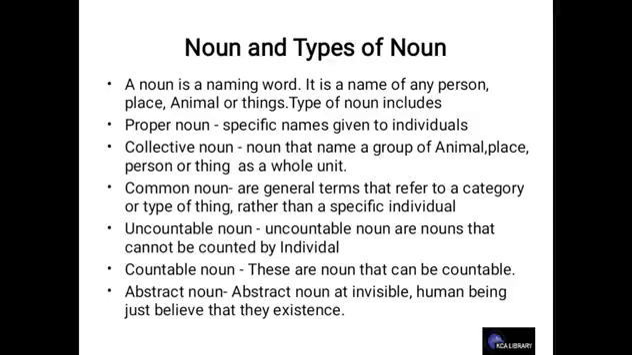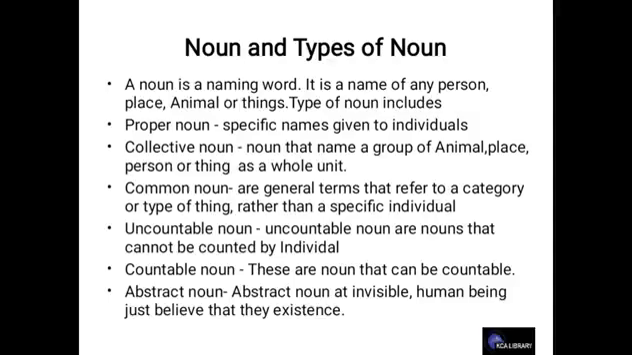can be seen as the type of noun that gives specific names to individuals, while collective noun refers to nouns that name a group of animals, places, persons, or things as a whole unit. Common nouns are general terms that refer to a category or type of thing rather than a specific individual. And uncountable nouns are nouns that cannot be counted, just as the name implies. Nouns that cannot be counted individually.